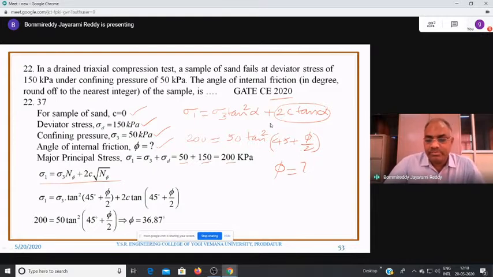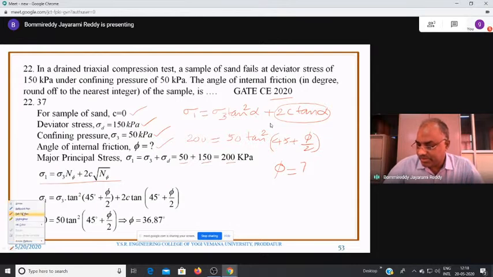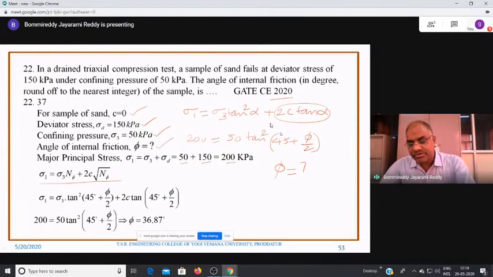You can see how simple the question is. This is the triaxial test equation, and in the triaxial test equation, it is clearly given that sample is sand. So C value is 0 and this term vanishes, and sigma 1 equal to sigma 3 tan square alpha. Sigma 1 is known, sigma 3 is known. Tan square alpha means 45 plus phi by 2. Accordingly, get the value of phi. This is a very recent question in the examination.